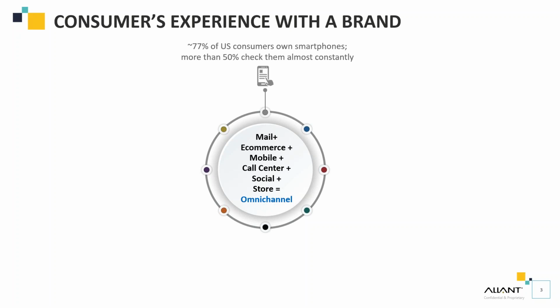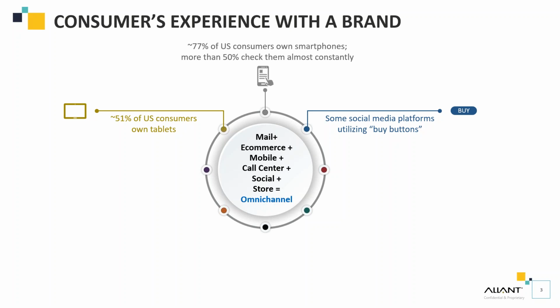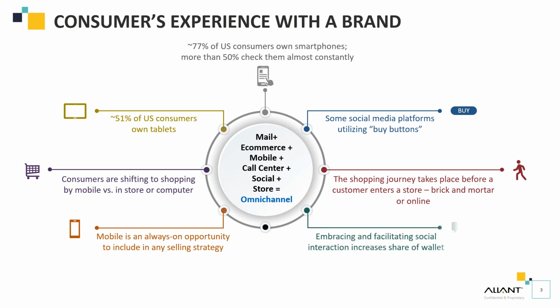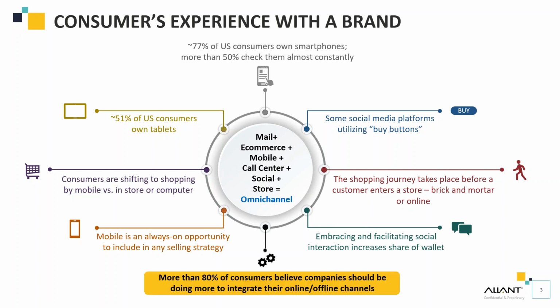77% of consumers have smartphones. 51% own tablets. We're collecting data from social media platforms that now have buy technology. Consumers are shopping both on their mobile and in stores and back and forth again across the complete customer journey. People, as we know, and including myself, are always on their mobile devices and always connected to social media. This makes the consumer feel that the brand should know them and should be able to leverage all their data to integrate both their online and offline behaviors.